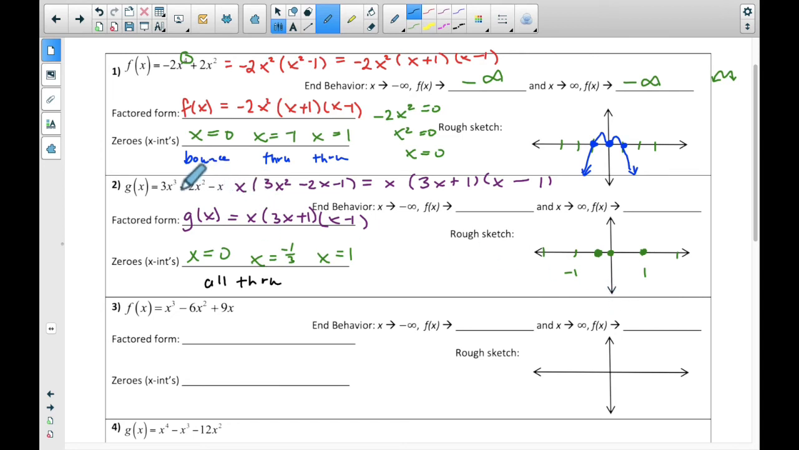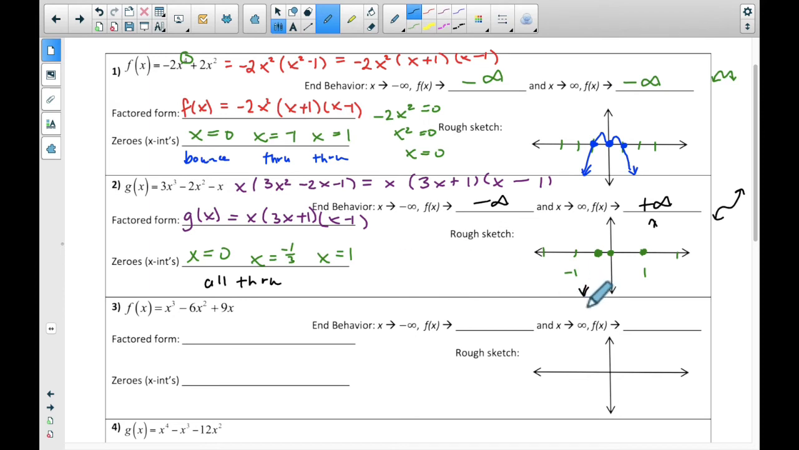Okay, I need to look at my end behavior. It is a third power, and it's positive. A positive third power has an end behavior that looks like this. That is, this side is a negative infinity, this side is a positive infinity. So that's what I need to do down here. I need to have something down here pointing towards negative infinity and something up here pointing towards positive infinity.